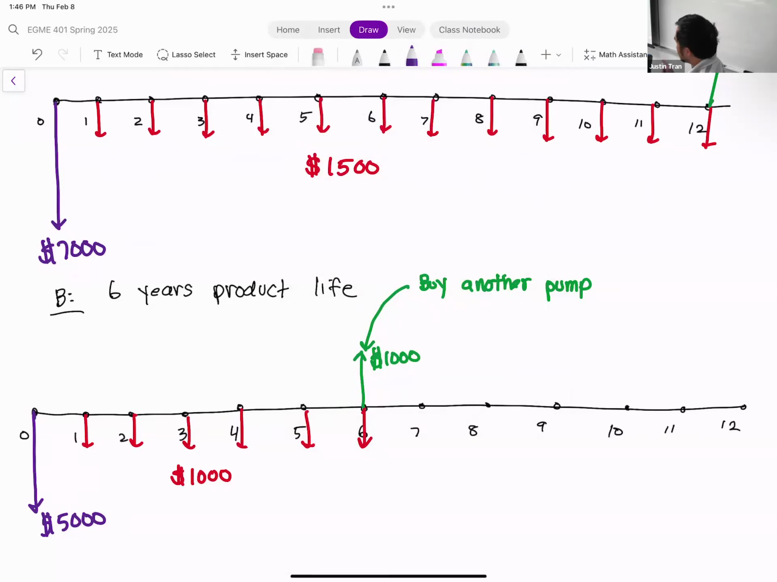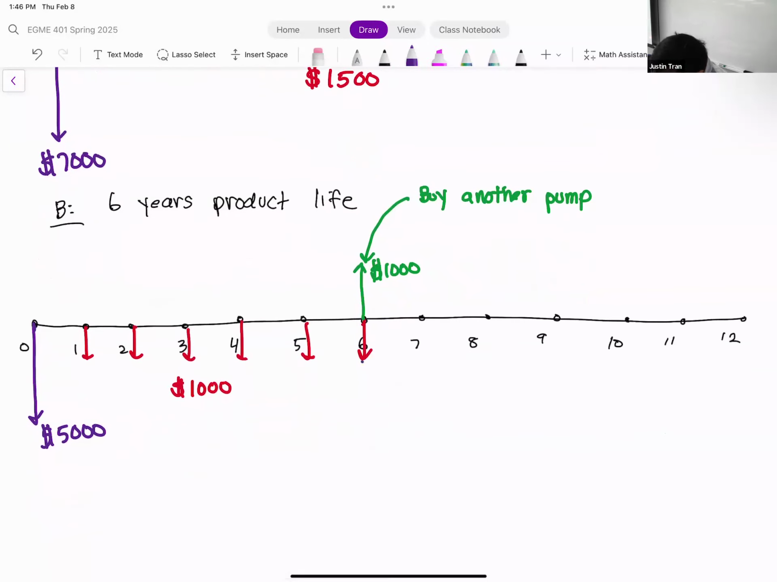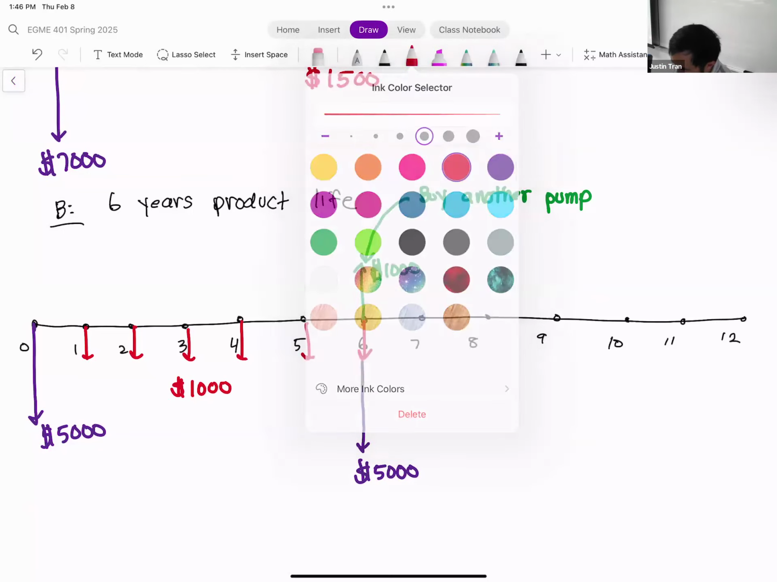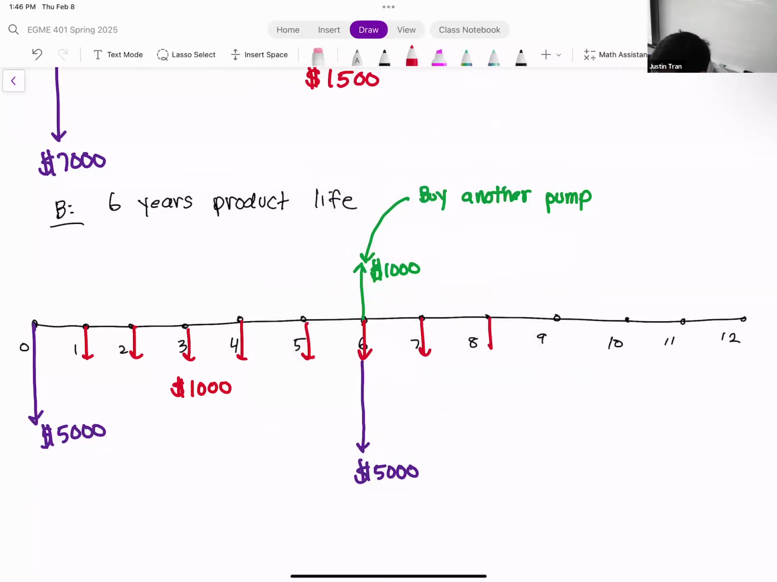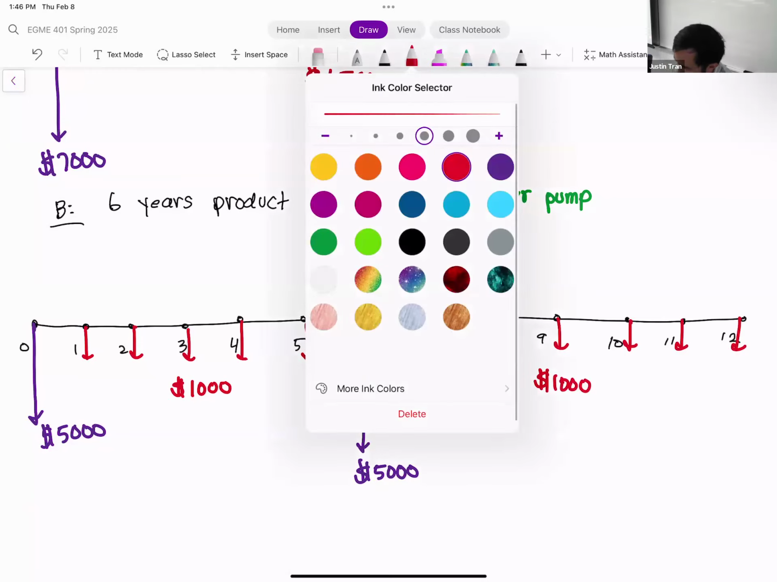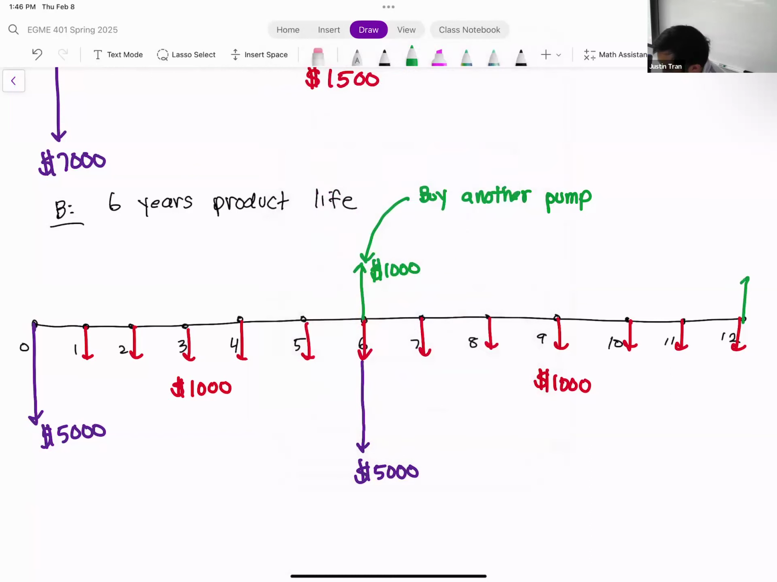And then from there, to get us to the end of the 12 years, we're just going to buy another pump. At year 6, we're going to buy another one for $5,000. So we're going to add our initial cost there at year 6 once again. And then we have our maintenance costs. That'll take us all the way to the end. And then we have a salvage value again at the end of year 12.